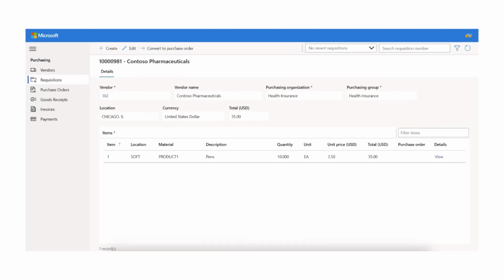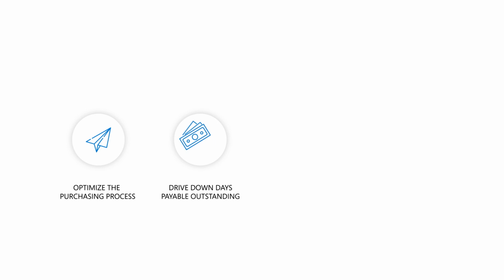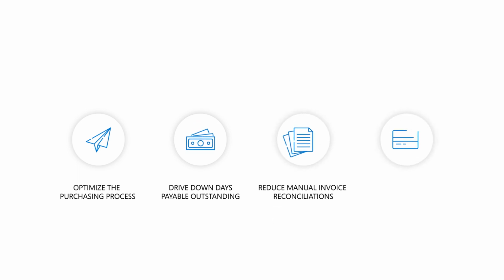Power Automate flows automate processes behind the scenes while you interact with a streamlined view of your SAP data. Simplifying and automating allows you to optimize the purchasing process, drive down days payable outstanding, reduce manual invoice reconciliations, and capture early payment discounts.